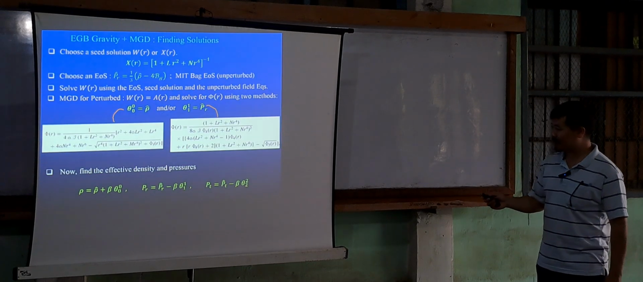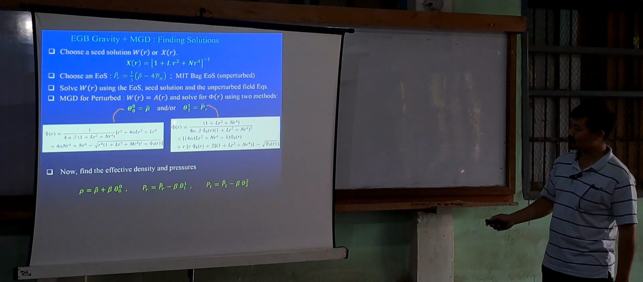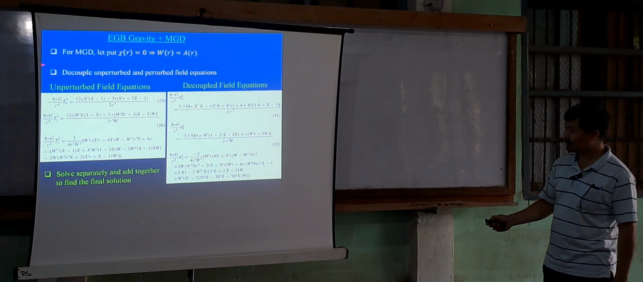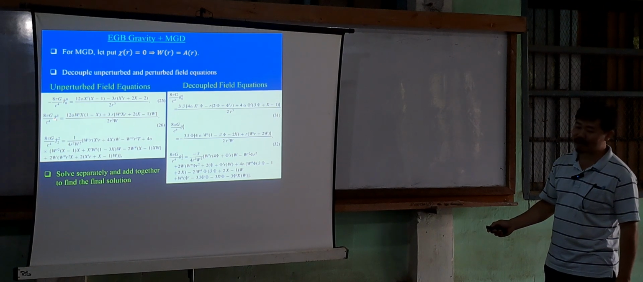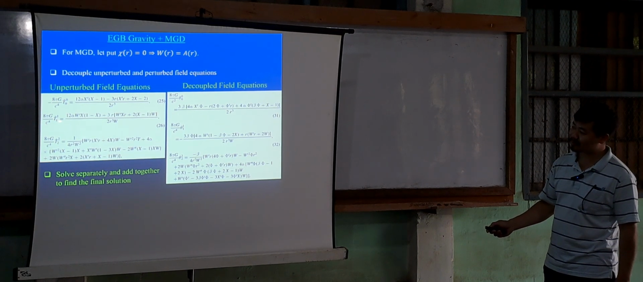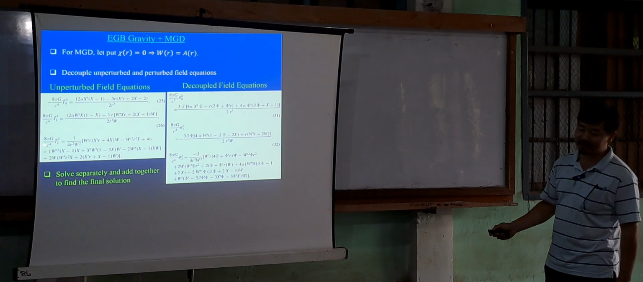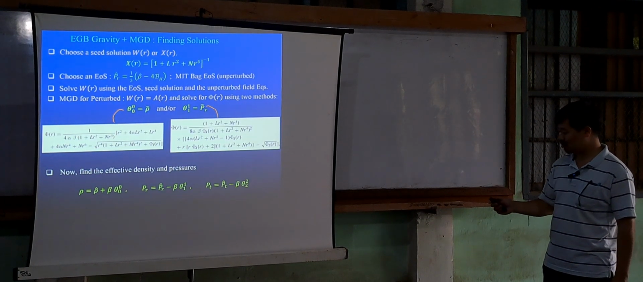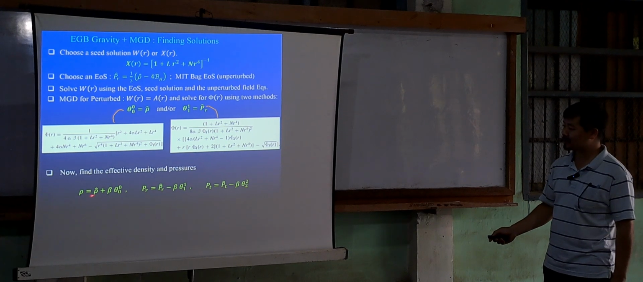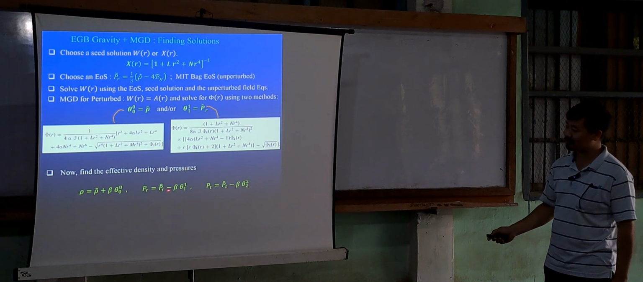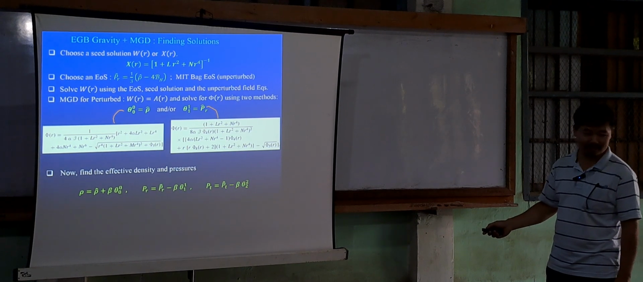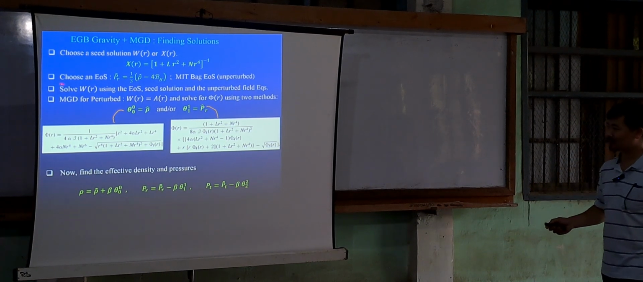Okay, so how to combine? This is how we combine. The time component here is the density. The RR component is the pressure, and this is also the other pressure here. This is the radial pressure, this is the tangential pressure here. So you can find separately, this is the unperturbed system, this is the perturbed part here. So you can put it together in this manner, then you can get the overall solution.